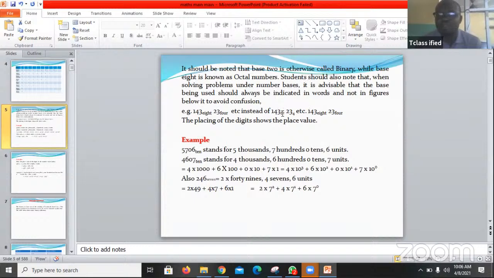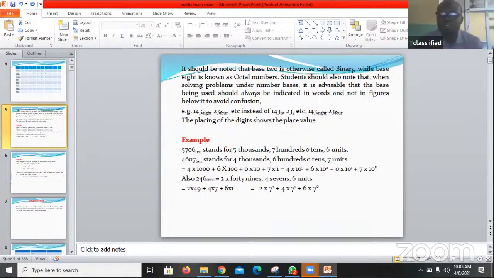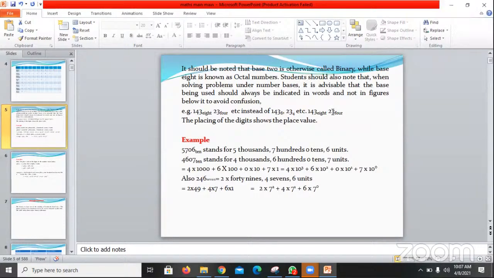You cannot write 143 with the 8 in numerals. The 8 should be written in words. Okay. So I'm going to ask a question now. Hannah, what number base are we considering in 23 base 4? What number base are we considering here? Base 4. Good, base 4.